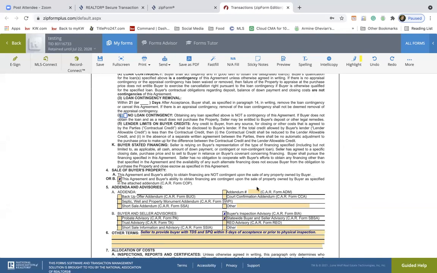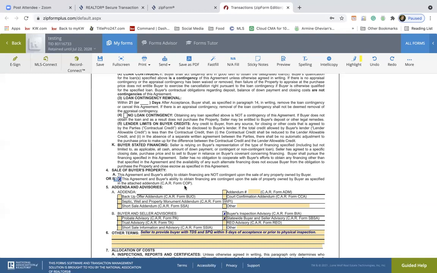What about if the buyer has to sell their house in order to purchase this property? Then you will put, first the option is the agreement, disagreement, and buyer's ability to obtain financing are not contingent. So in the absence, if this is not check marked, that means paragraph 4A applies, that there is no house that the buyer has to sell. But if you check mark this, then it says disagreement and buyer's ability to obtain financing are contingent upon the sale of property owned by buyer as specified in the attached addendum, which is called COP.